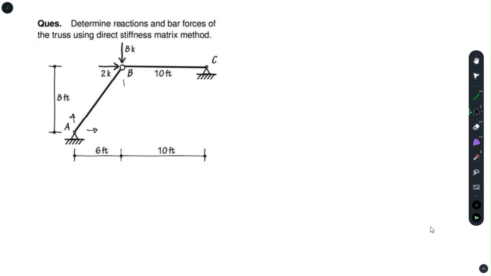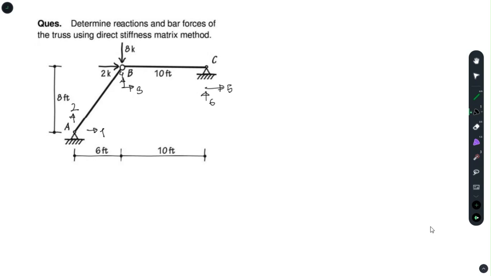For the joint B, this is the same. It can go upward or downward, it can go laterally, either left side or right side. For C, same case. And we name that, let's say this is 1, this is 2, this is 3, this one is 4, this one is 5, and this one is 6. So we have 6 degrees of freedom.